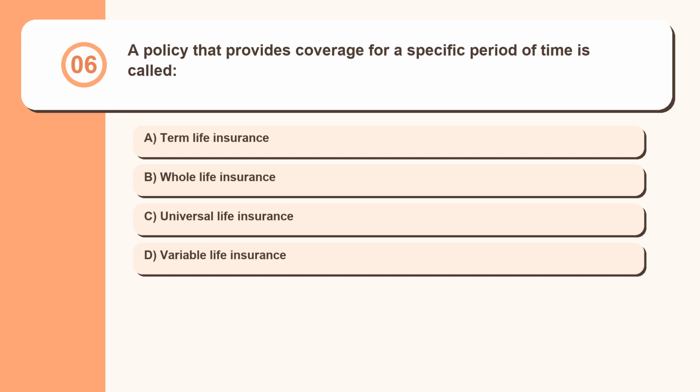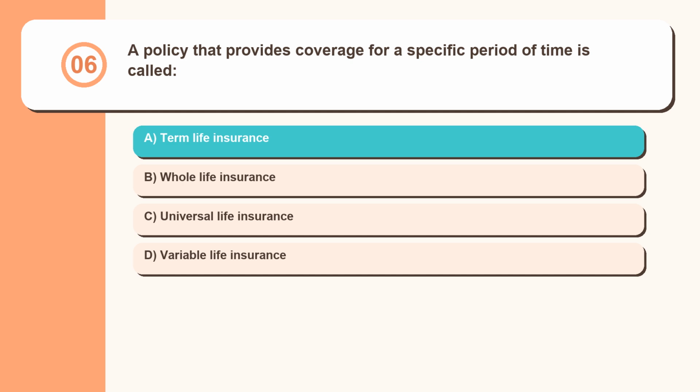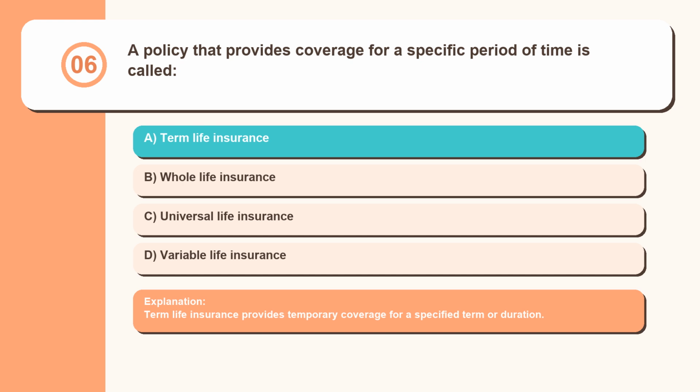Question 6. A policy that provides coverage for a specific period of time is called: term life insurance, whole life insurance, universal life insurance, variable life insurance. Term life insurance provides temporary coverage for a specified term or duration.